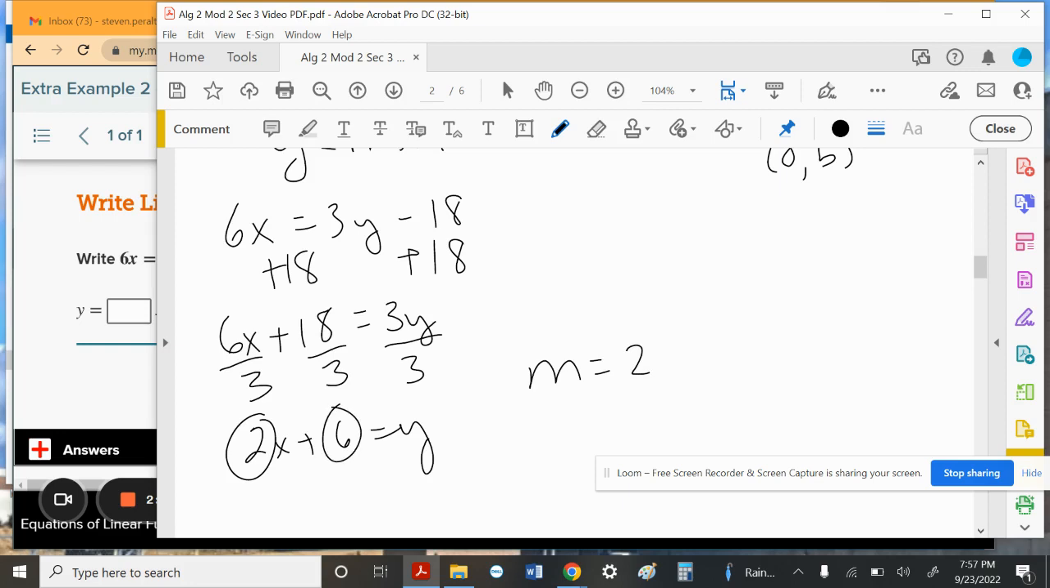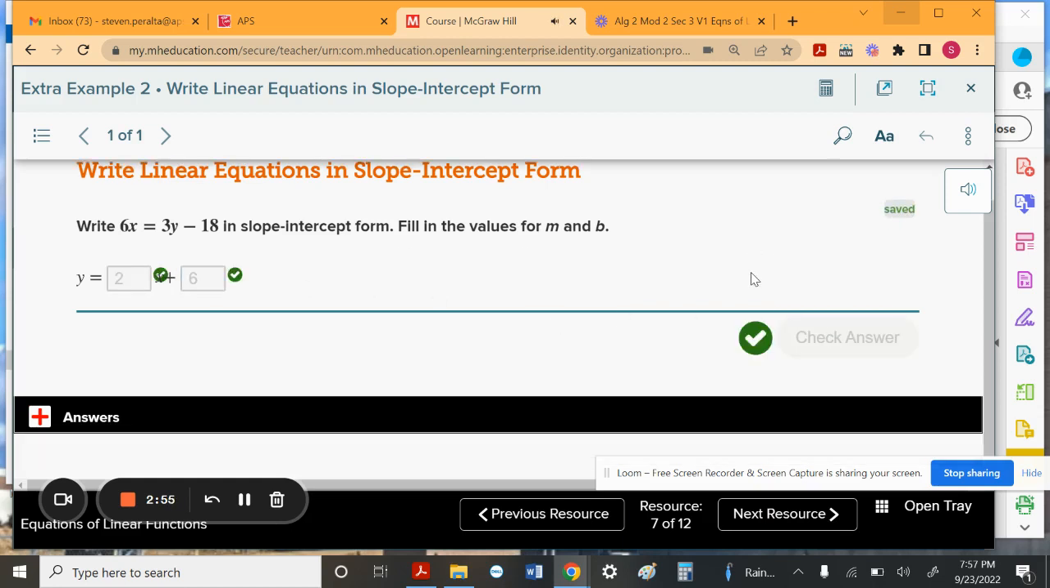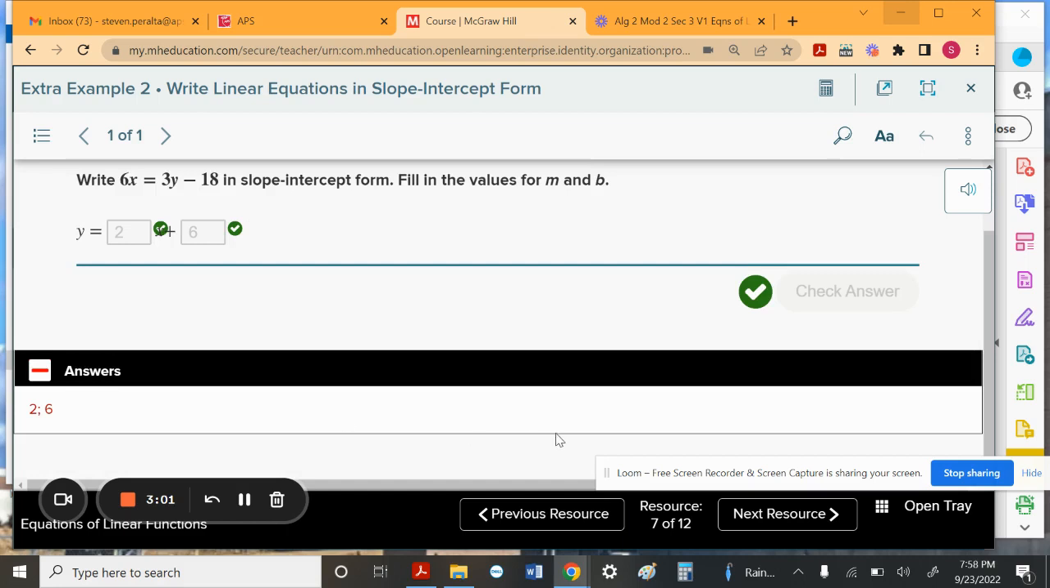And here is my y-intercept, which is located at (0, 6). So we know that it's 2x plus 6. We'll check our answer. We got those right. And that would be the answer that we are looking for on those particular ones.